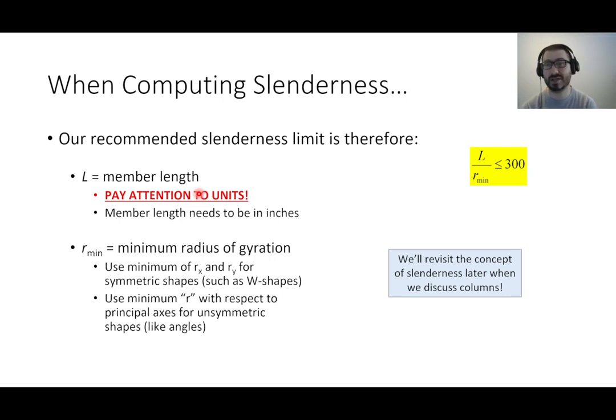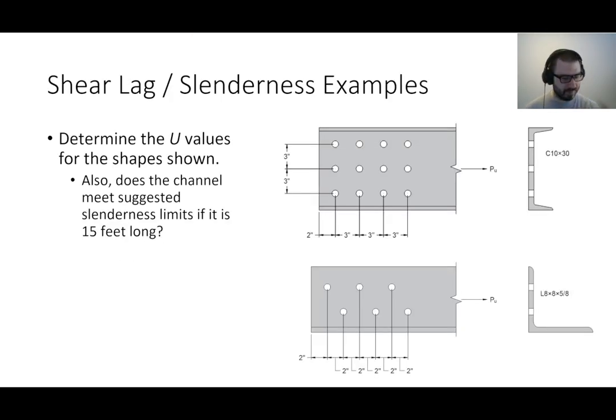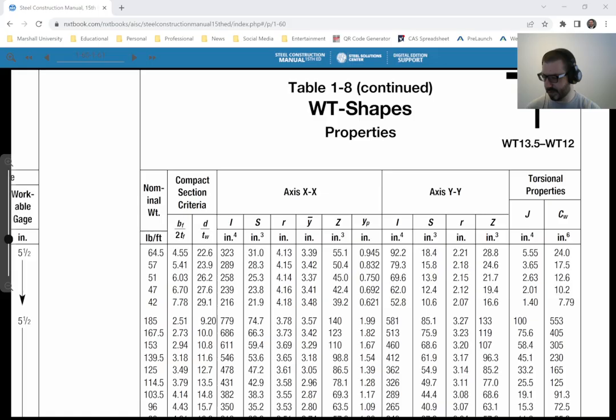But when we get into columns, slenderness is going to be very important in understanding a section's capacity under buckling, under both strong axis buckling and weak axis buckling. So we're going to have to pay attention to slenderness in much more detail than we are right now. It's not to say it isn't important, but our addressing slenderness is going to be much more simple here.